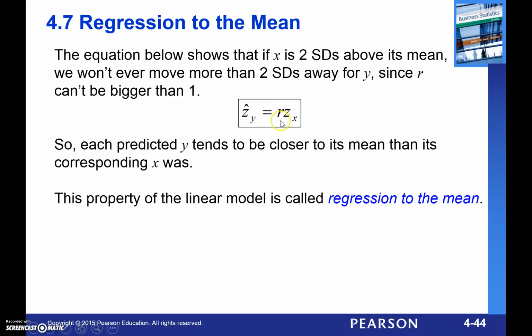And so that's really what it equates to: since r here is always less than or equal to 1, our predicted z-score for the y component will always be less than the z-score for our x component. And they actually get closer and closer to the mean. And that's what 4.7 is all about.